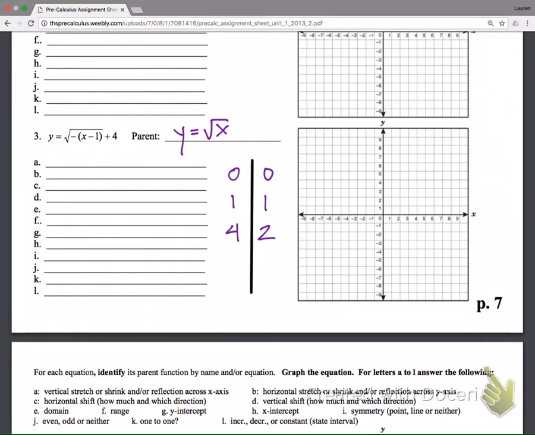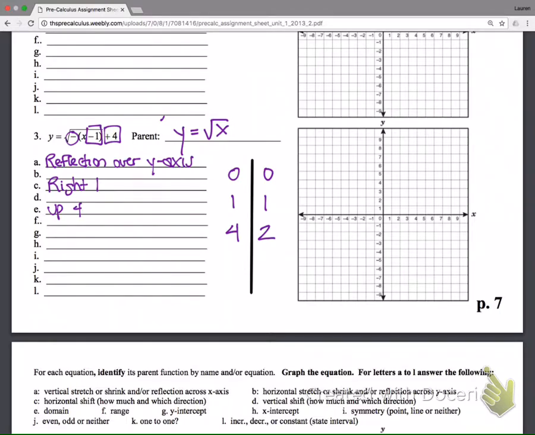So here is what we were just talking about. If there's a negative inside in front of the x, what does that mean? A reflection over the y-axis. Yes. Right, because it's inside the function, inside the square root. Then the -1 inside the square root means what? Right 1. And the plus 4 outside means up 4.